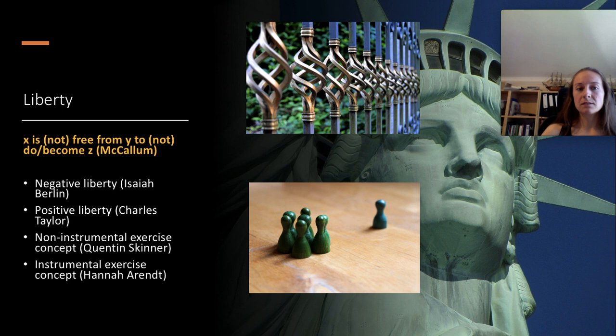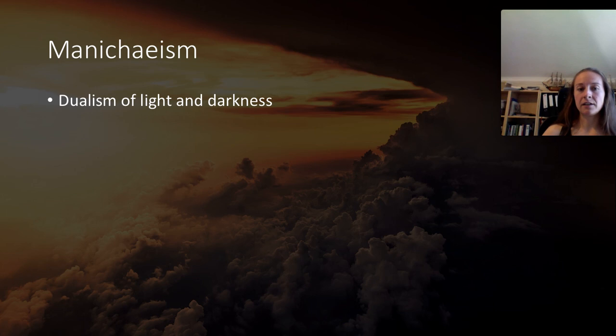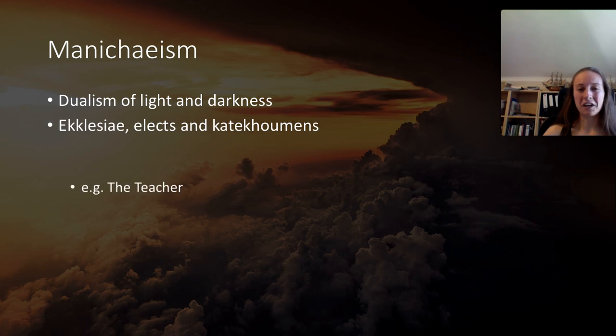Now, let's actually have a brief look at Manichaeism, because that's the actual reason for any oppression in the first place. So Manichaeism is a faith based on the basic dualism of light and darkness. It has a hierarchical structure within the group of people.